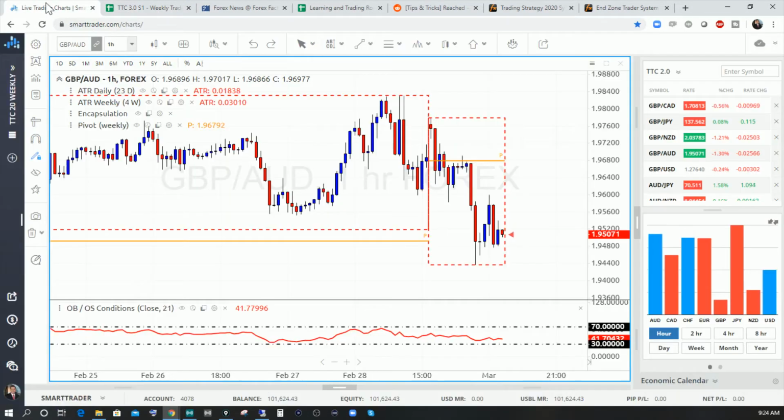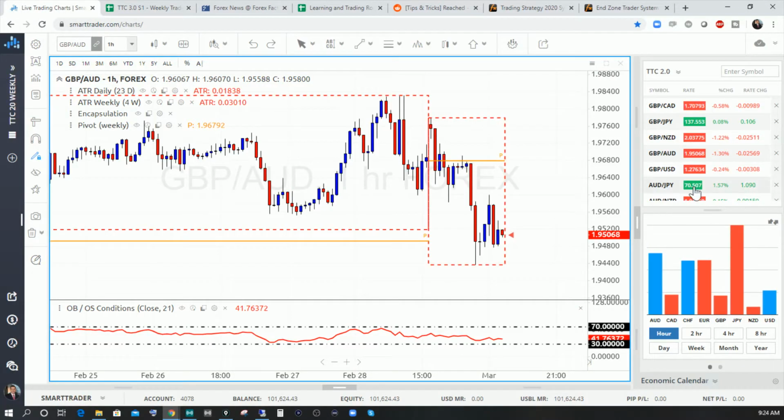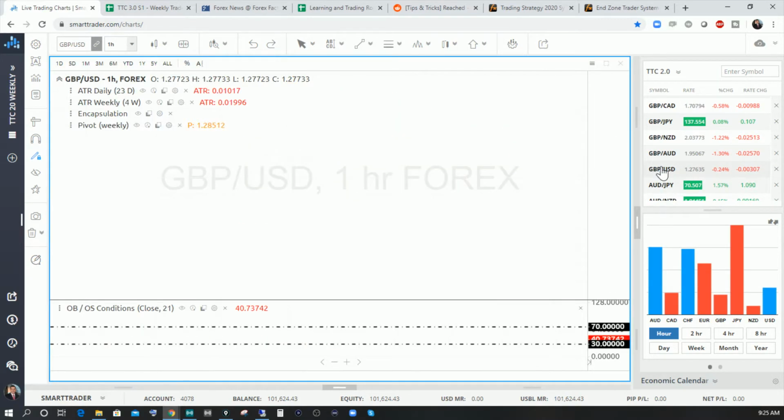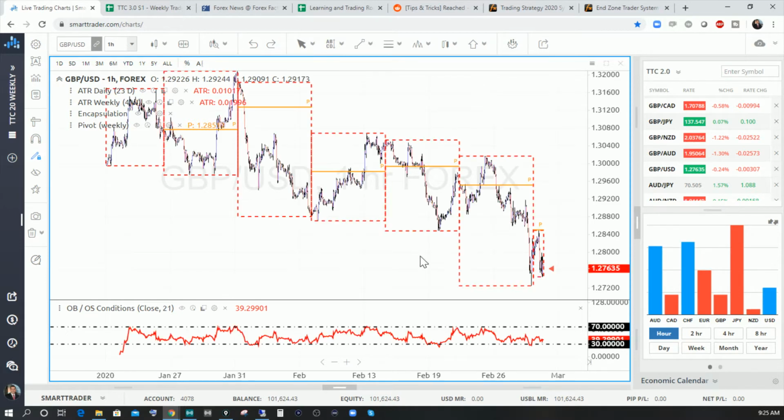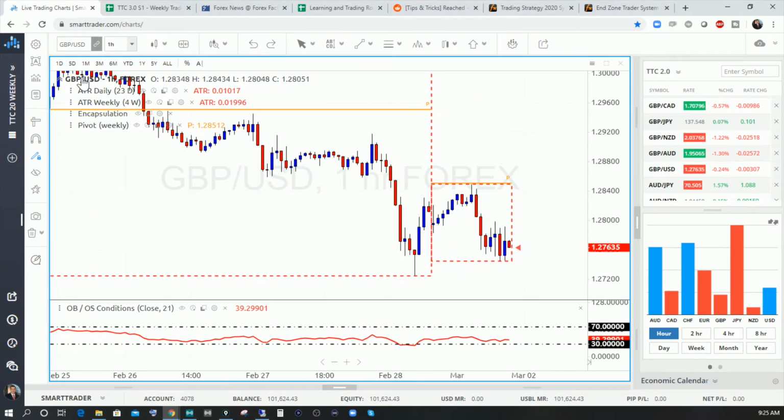Aussie US dollar right here. Pound Aussie hit target this week. That's a no-brainer right here. Let's go ahead and take a look at the next one. Next one's going to be pound US dollar. And we have a hit target this week on pound US dollar.